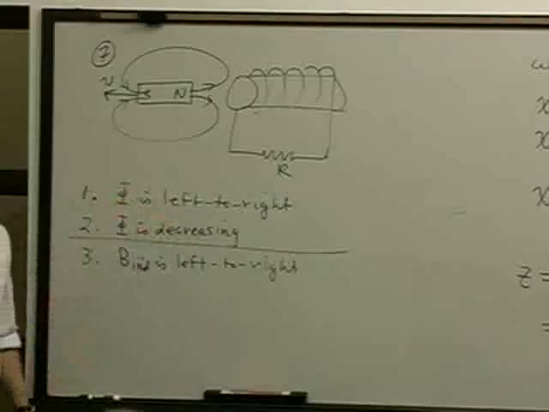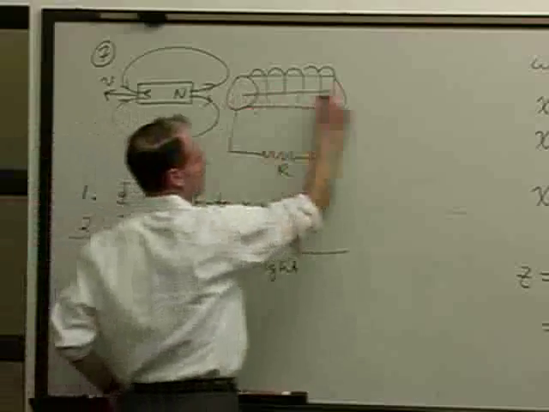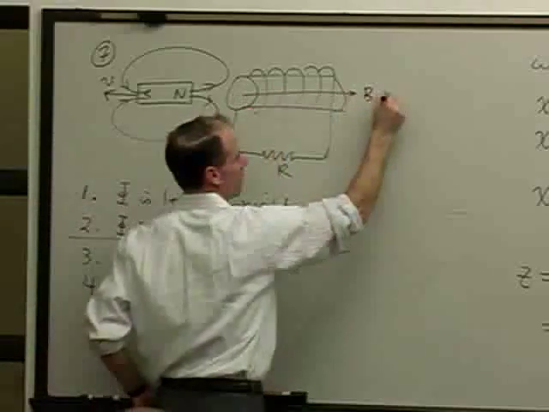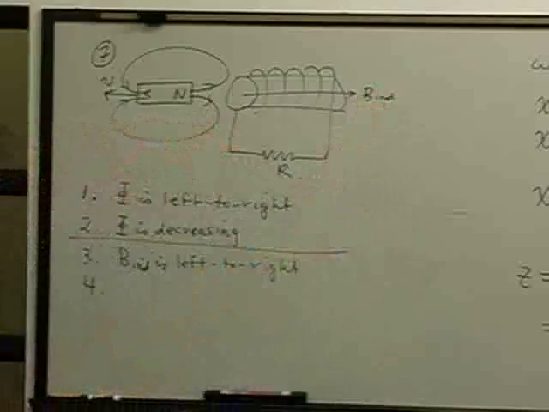So you don't have to think. You have to make sure you get 1 and 2 right. And then it should flow. So we've got an induced field that's going this way through the middle of the solenoid.